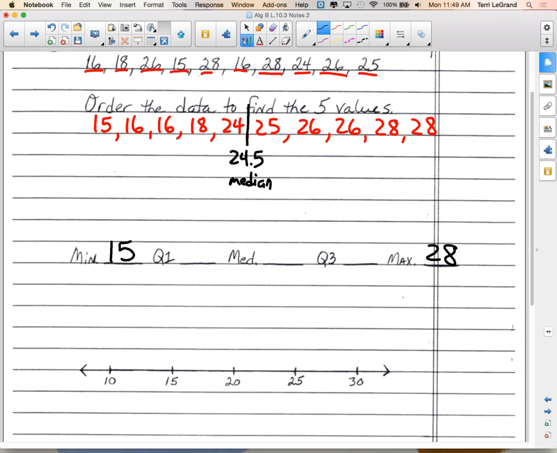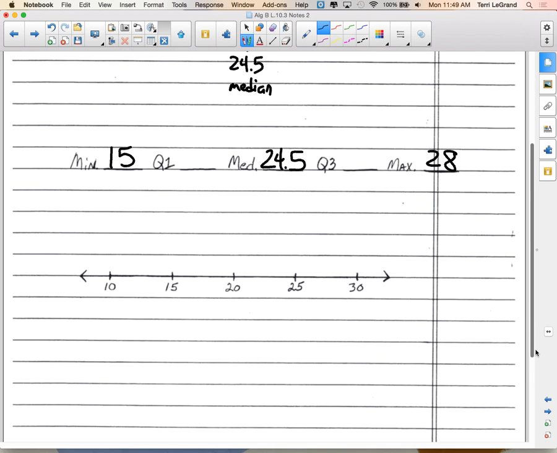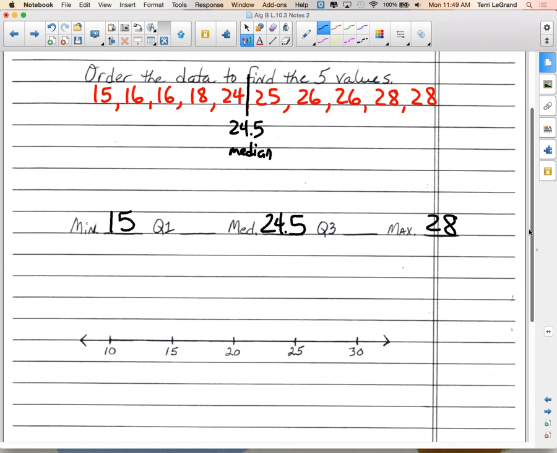That is our middle of the 5 data values. Doesn't mean it has to be in the middle of the spread. It's just the third of the 5. Okay? Now, how do we find that quartile 1? What are we going to do?